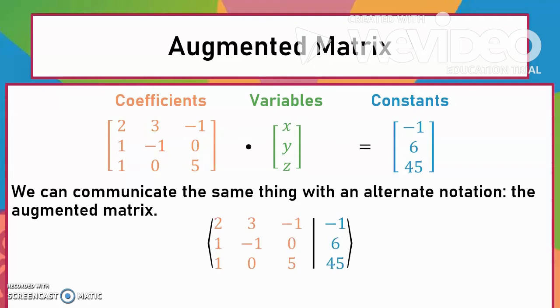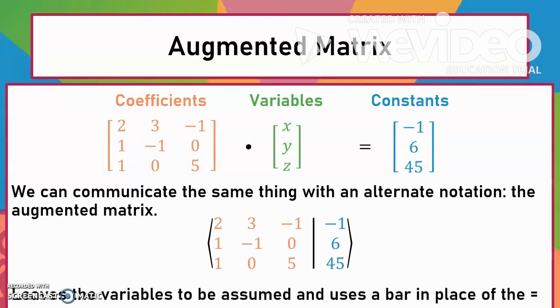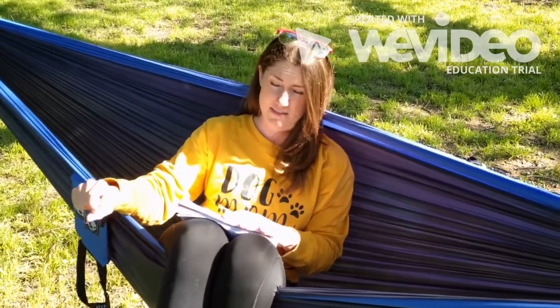My first equation says there are 2 x's, 3 y's, and 1 negative z, and they add up to make negative 1. So this augmented matrix right here represents the same system of equations that we started with, just in different notation. Let's go back to the first system and talk about how we would solve that system.